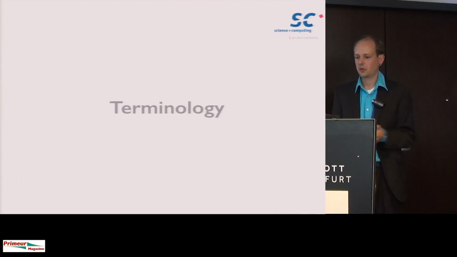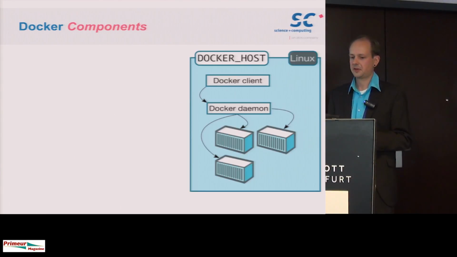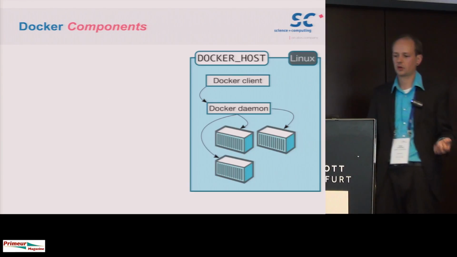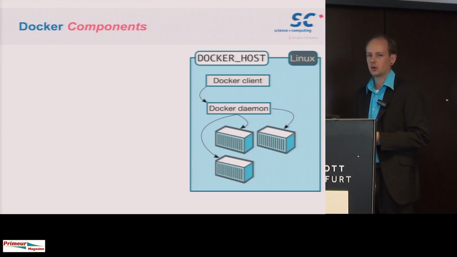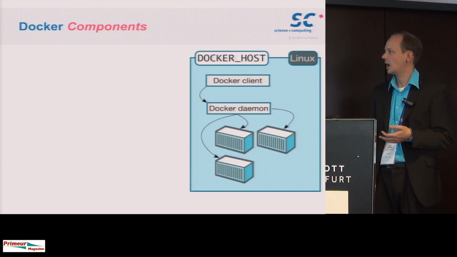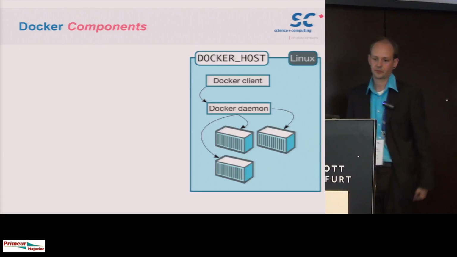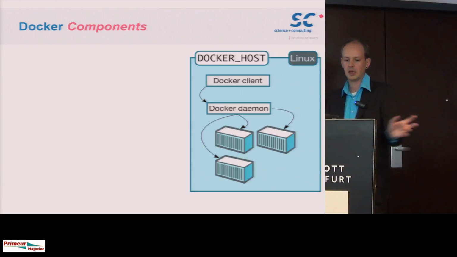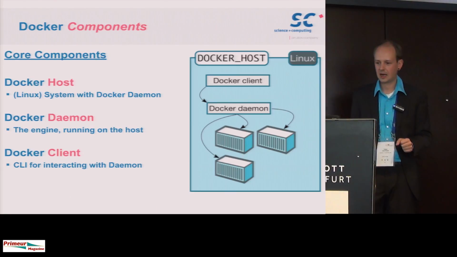So let's start with some terminology. We're going to use this for the talks, or I need this for the talks later. If you look at the diagram, you can see a lot of things. First of all, you have your Docker host. This is the system that is actually running the Docker daemon, and when comparing to regular virtualization, this is your host system. And then you have the Docker daemon, which controls the containers, and it is accessed by the Docker client, in general a command line interface for interacting with the daemon. Those are the core components.